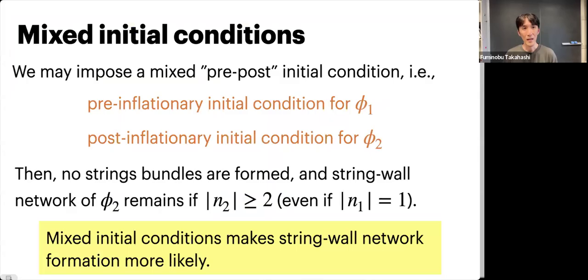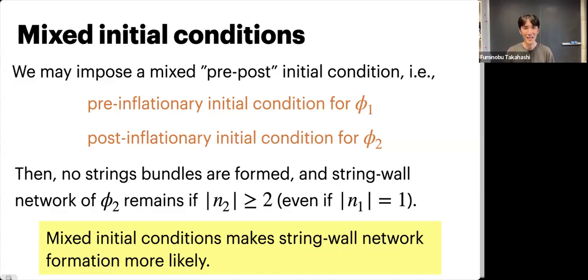So let me go on. So far we assumed the post-inflationary scenarios for both phi 1 and phi 2. But because now we have multiple axions, we could choose mixed initial conditions. Namely, for instance, we could assume pre-inflationary condition for phi 1 and post-inflationary condition for phi 2. Then, because we assume pre-inflationary condition for phi 1, there are no phi 1 strings in the observable universe. They are simply inflated away due to inflation. And we only have phi 2 strings.